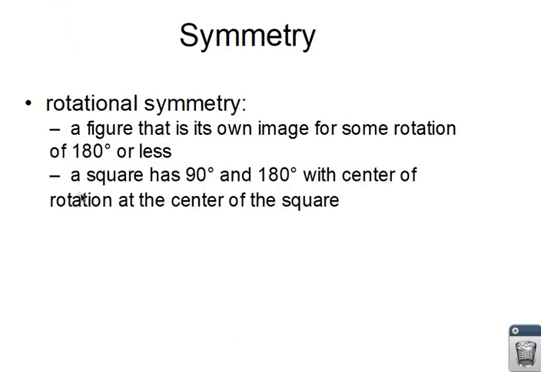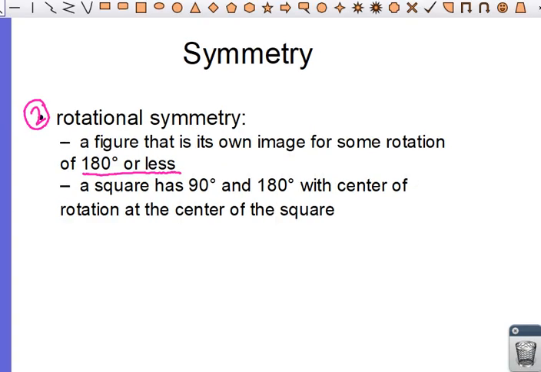All right, second type of symmetry is rotational symmetry. So this is a shape that can rotate and be the same shape again for some rotation of 180 degrees or less. So picture a star, or a hexagon, or a square. Those can all rotate however many degrees, and you would get the same shape again.